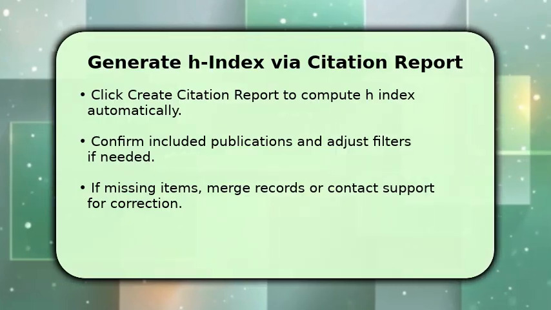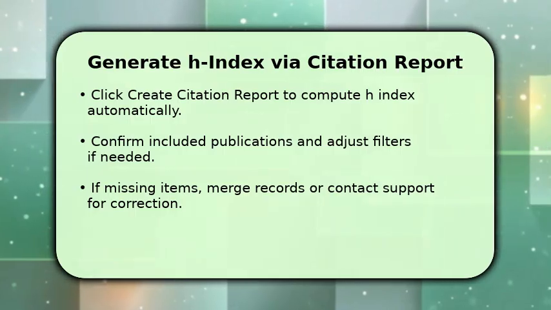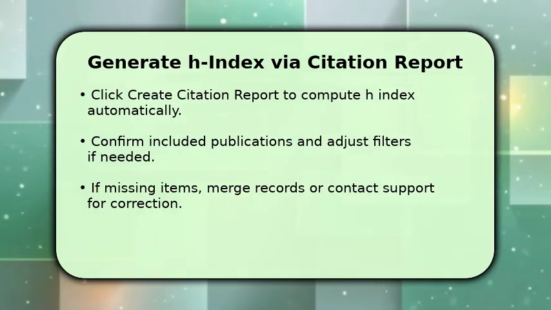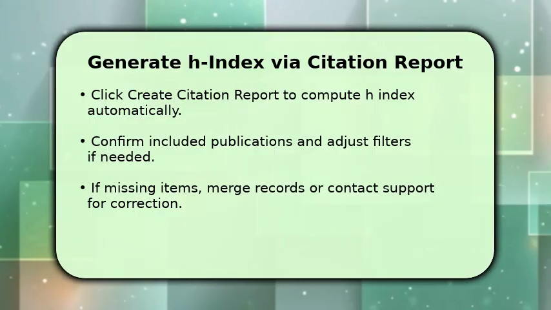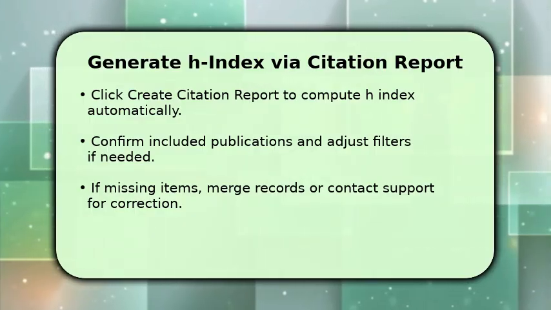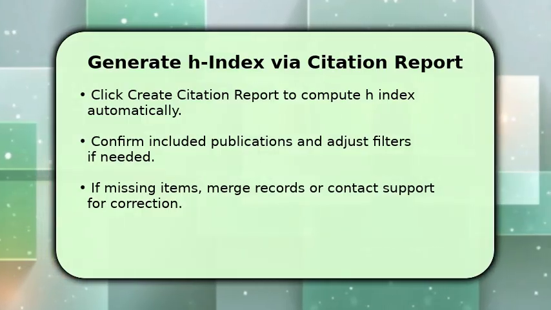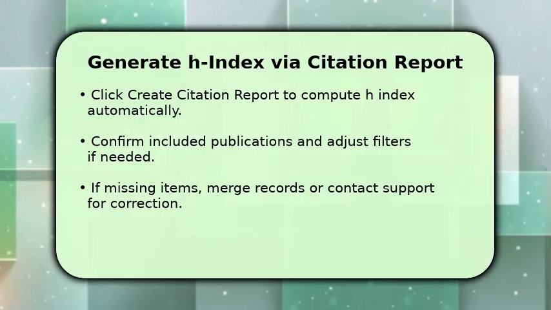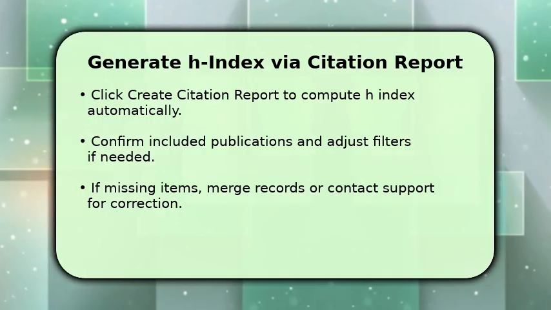Make sure to scan the list of included papers. If some are missing, add variants or adjust filters and regenerate the report, because omissions change the H value. If you still see errors, merge duplicate author records or request a data correction from your institution. Troubleshooting tip: when numbers don't match expected totals, double-check name variants and affiliation filters first.